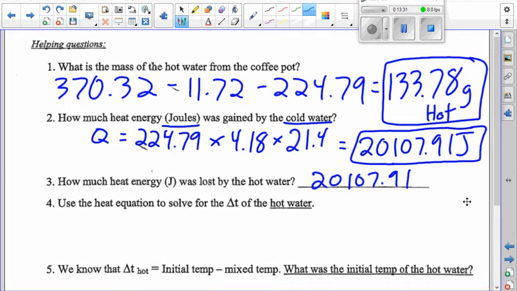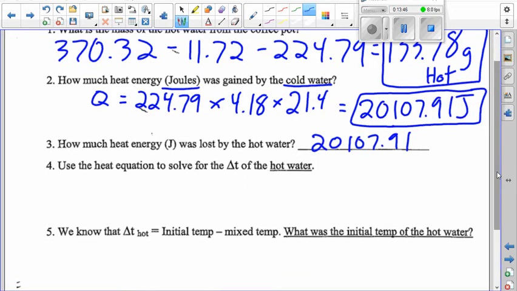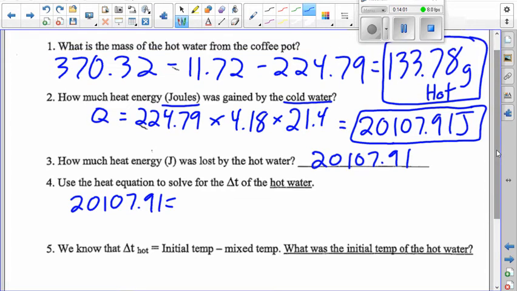So we started with Q equals MC delta T of cold. And since that value is equal to the Q of the hot, we can now transition over to the hot water calculations. So that's like the bridge. That's the key step. Then it says use the heat equation to solve for the delta T of the hot. Well, we know the Q of the hot is the same number, 20107.91. Q is equal to MC delta T. What's the M of the hot? Yep, it's 133.